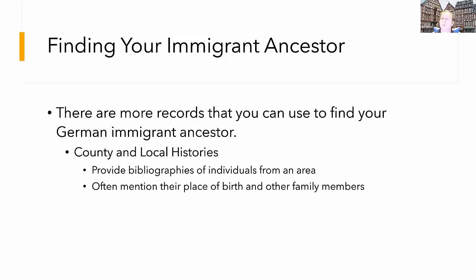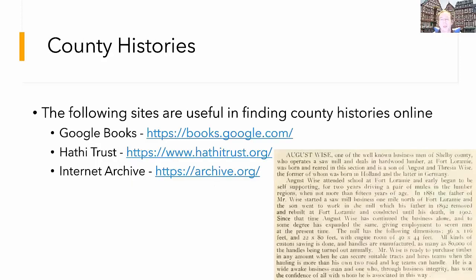And so you'll be able to find these biographies within these county histories, and you may be able to find people who settled in the same location, the same town. Many of those people may have come from the same areas in Germany and then came to the US together and settled together. So here's an example of August Wise.